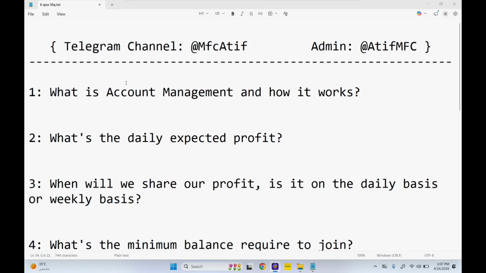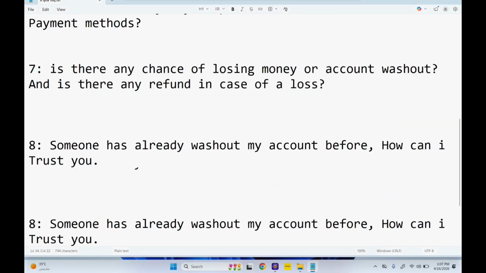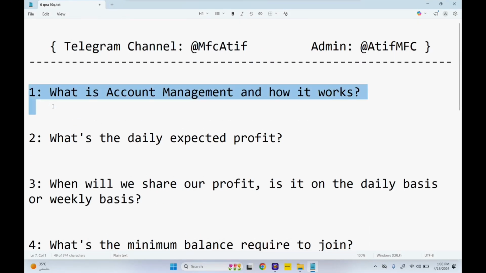So guys, now let's move to the second part of the video and let's discuss some frequently asked questions. I have written down some frequently asked questions, and these are 9 questions, and question number 1 is what is account management and how does it work.